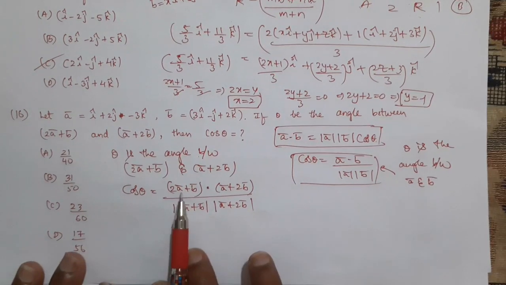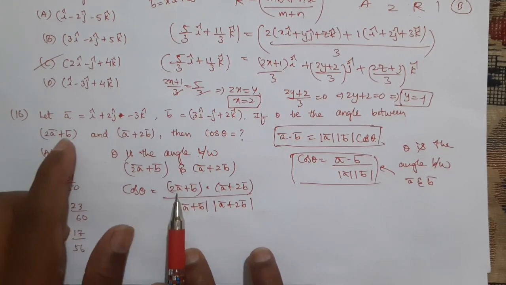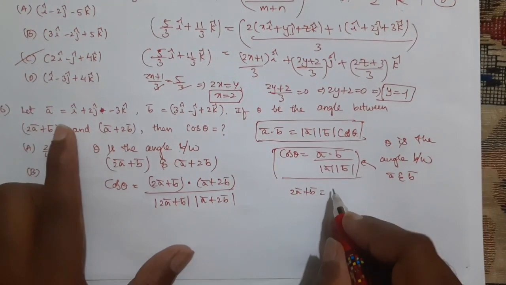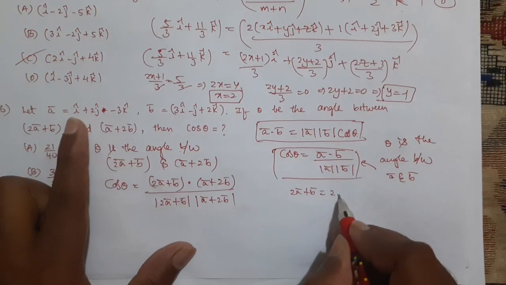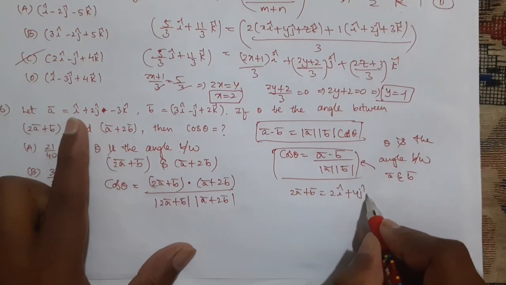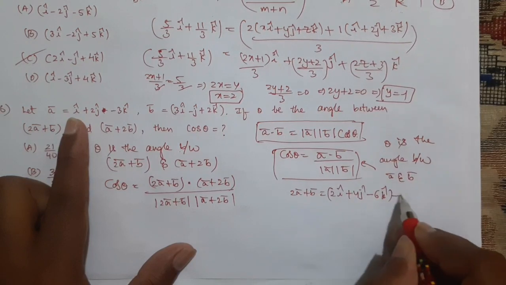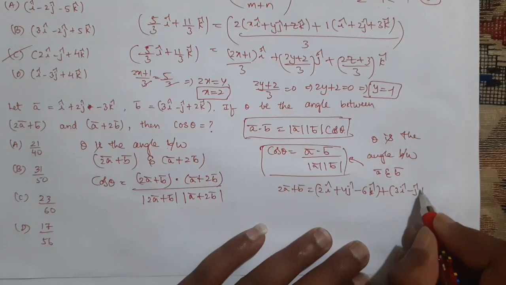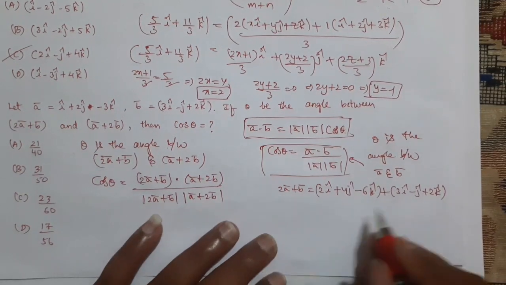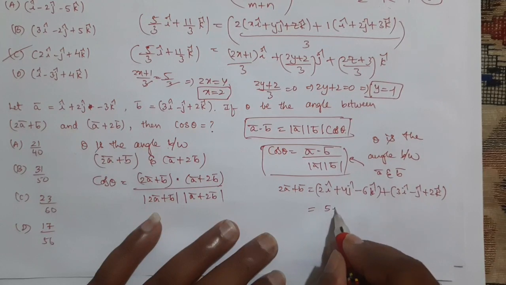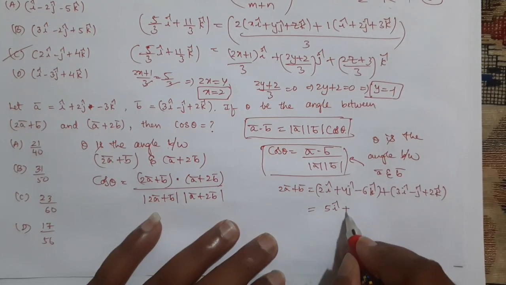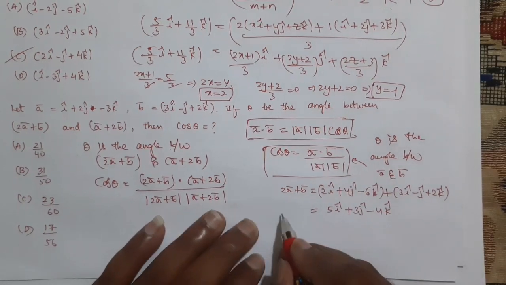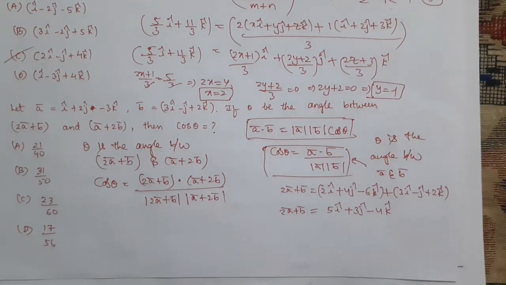So in order to find this, first you need to find 2a bar plus b bar. So 2 into a bar is 2i cap plus 4j cap minus 6k cap, plus b bar, which is 3i cap minus j cap plus 2k cap. So 2a bar plus b bar is 2 plus 3, 5i cap, 4 minus 1 is 3j cap, minus 6 plus 2 is minus 4k cap. This is 2a bar plus b bar, right?